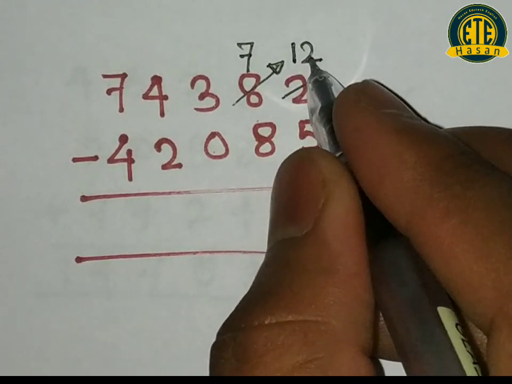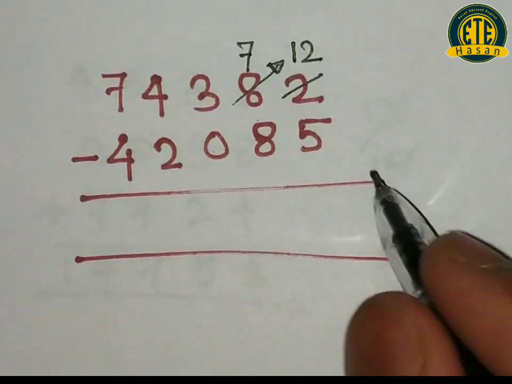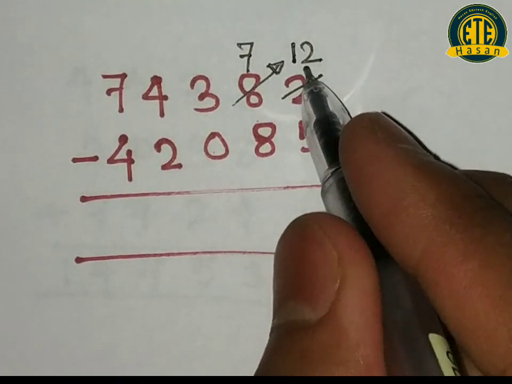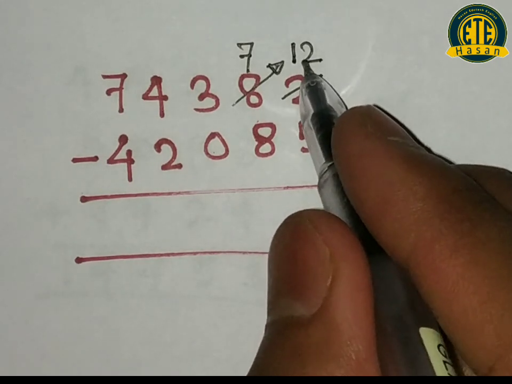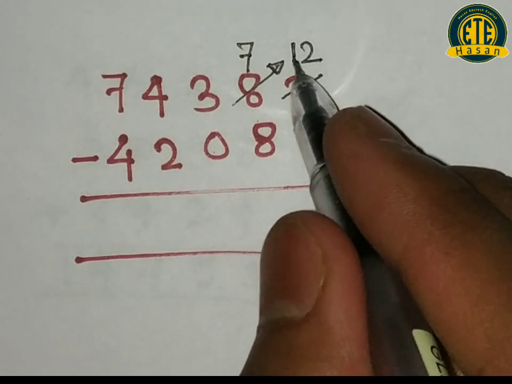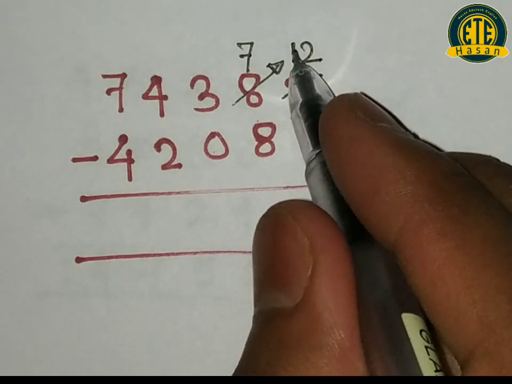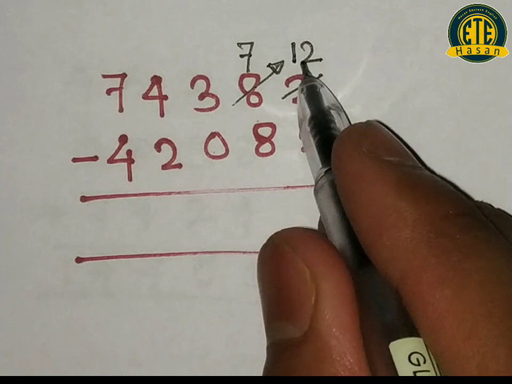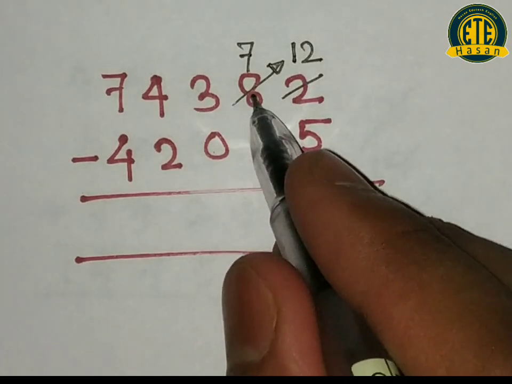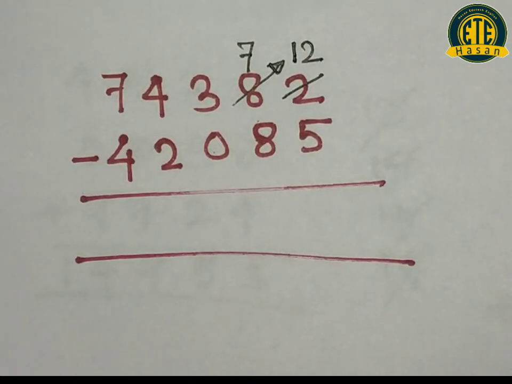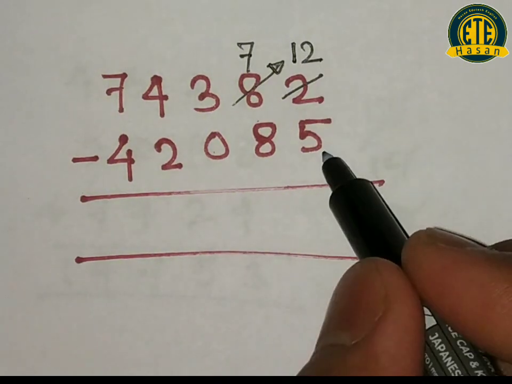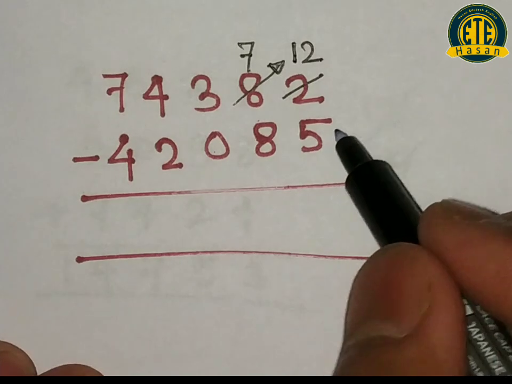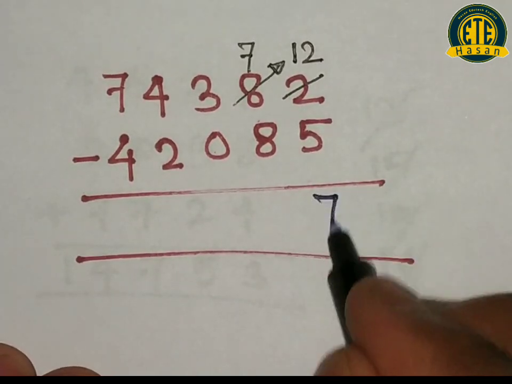Just put 1 behind 2, which means 1 will be in the 10's position of 2. 2 is in the 1's position, so the borrowed 1 will be in the 10's position. So 2 becomes 12 and 8 becomes 7. Now just subtract 12 minus 5. Yes, now we can subtract because 12 is bigger than 5. 12 minus 5 will be 7.